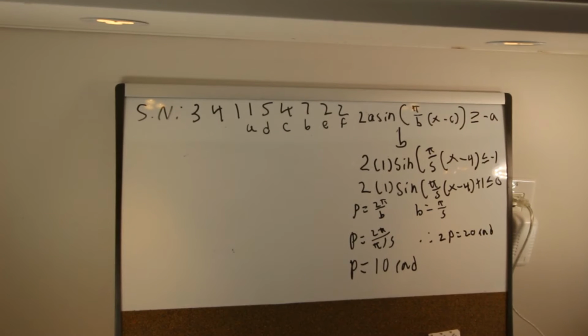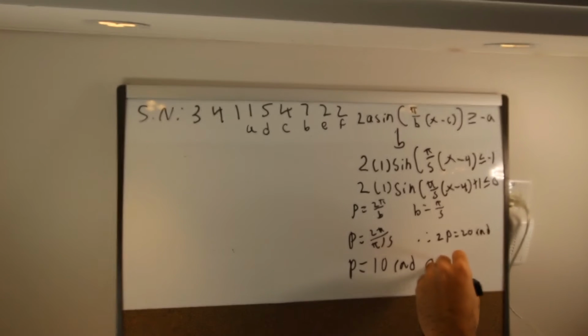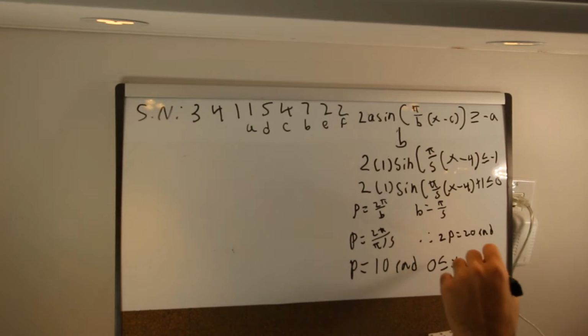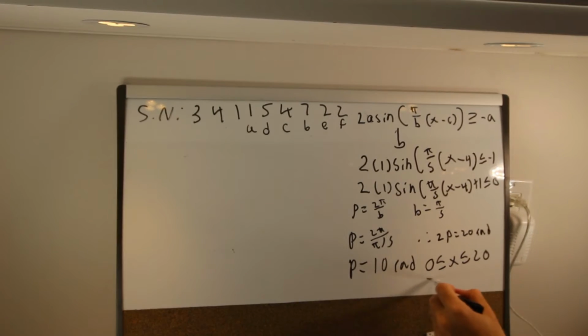Okay, so now that we found the period, we can write the domain. Our domain is going to be 0 less than or equal to x, but x cannot be greater than, but can be equal to, 20. That is our domain.